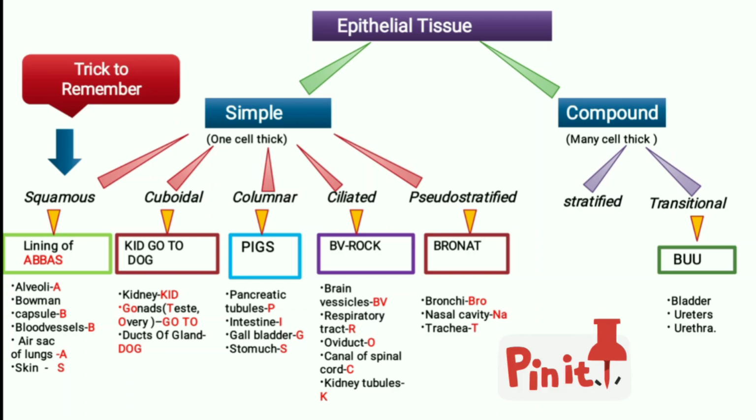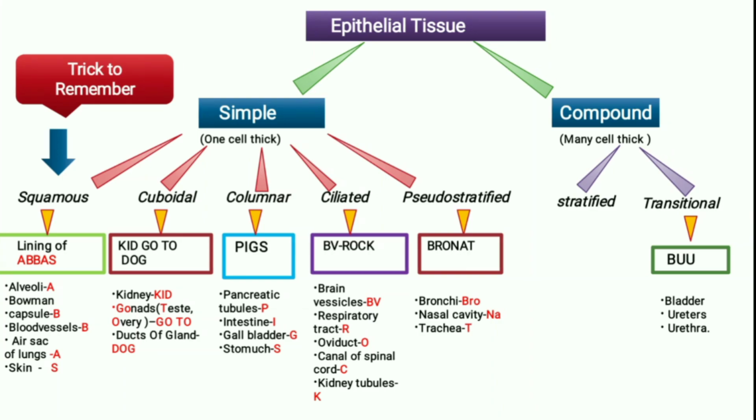So pseudo stratified. Trick is bronet. Let's see how. Bronchi stands for bro, nasal cavity stands for Na and trachea stands for T. So after combining all, it's bronet. Bronet is the short trick to learn the location of pseudo stratified in animal body. So this is for simple, that is one layer thick membrane. Now compound, so more than one layer thickness.